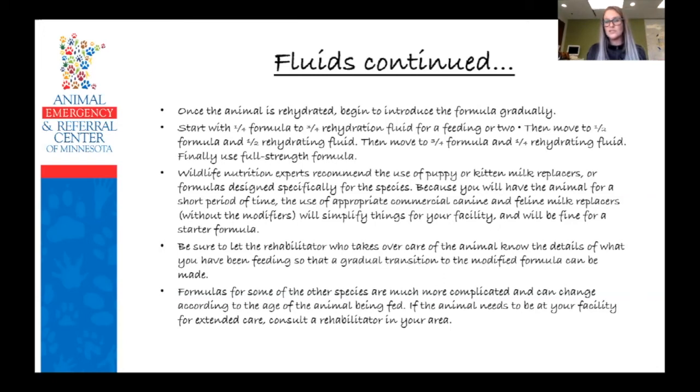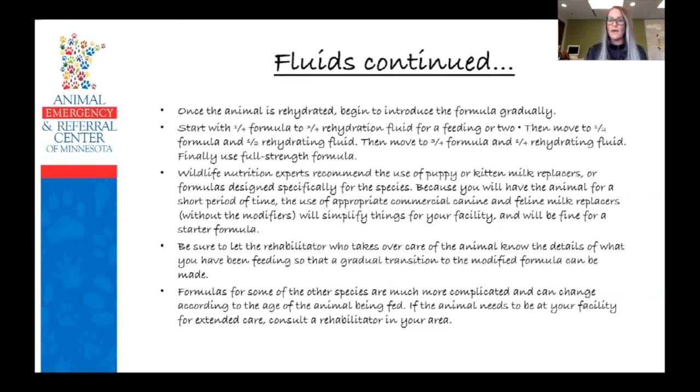So wildlife nutrition experts recommend the use of puppy or kitten milk replacers. So no human milk, or cow milk, I should say. Some formulas are designated for specific species as well. Something that I use more often than the puppy or kitten milk replacers is goat's milk. Super good for the digestive system, very easy, and it can be used for so many mammals. So it's really easy to have on hand. I have the powdered stuff at home, so it's in the freezer, can last about 6 months, and then use it as needed. So it's really helpful.